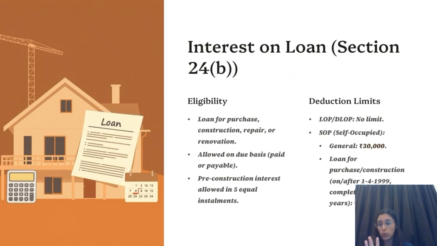But if the loan is for purchase or construction taken after April 1, 1999 and completed within 5 years, the limit increases to Rs 2 lakh. Also, pre-construction interest can be claimed in 5 equal installments.